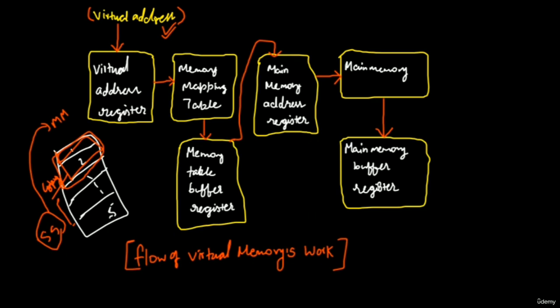So from this diagram we can see the virtual address register is there, that goes to the memory mapping table, that goes to the memory table buffer register. Buffer means the process is going on, like the circle you see whenever you tap on a video and it just runs and runs, and it is about to run. So that kind of thing. Now the main memory address register is there, that goes to the main memory, and the main memory buffer register is there, that is having it to run.